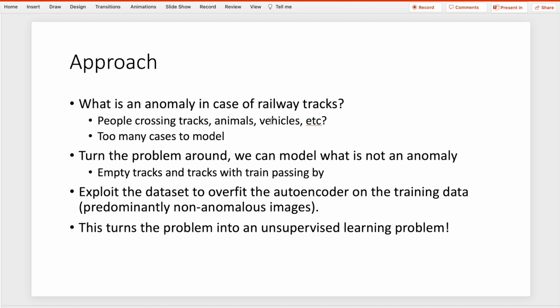A naive approach to solving the problem would be to look at all the possible anomalies in the case. For example, that could be people crossing the tracks, animals, or vehicles, but that would just be too many cases to model. Instead, we turn the problem around where we model what is not an anomaly. In this case, a normal situation would just be empty tracks or tracks with trains passing by. And we exploit the dataset to overfit the autoencoder on the training dataset. And this turns the problem into an unsupervised learning problem.